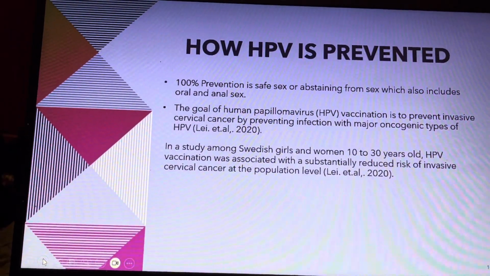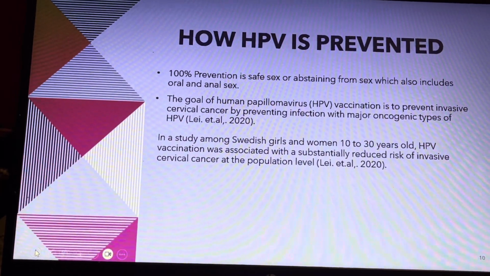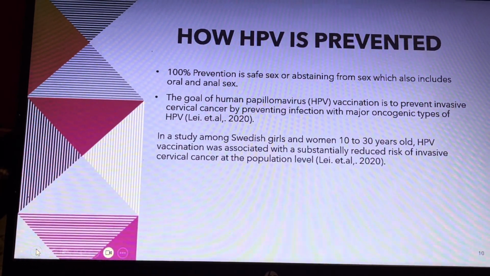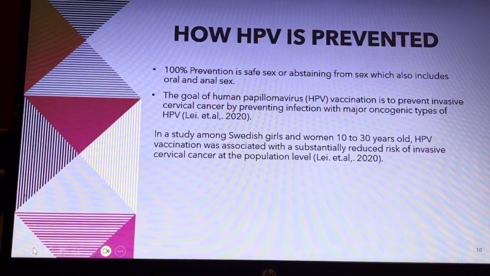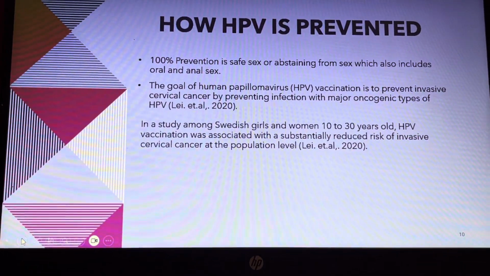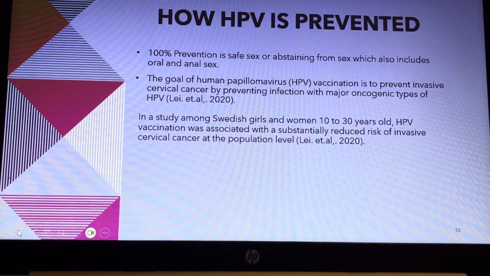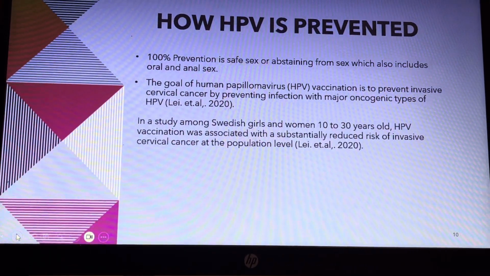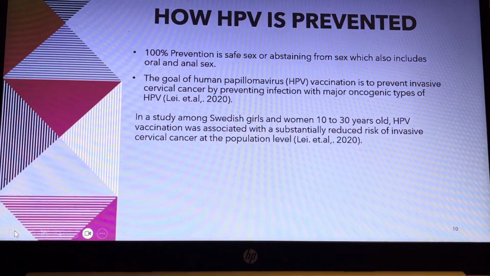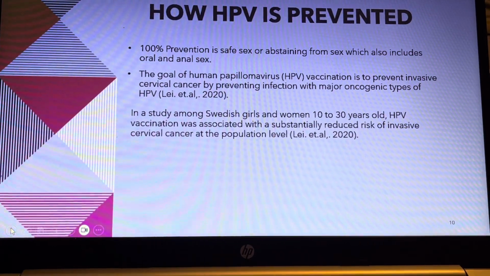How is HPV prevented? 100% prevention is from safe sex or abstaining from sex, which also includes oral and anal sex. The goal of the HPV vaccination is to prevent invasive cancer, cervical cancer, by preventing infection with major oncogenic types of HPV. Just to note a fact, in a study among Swedish girls and women ages 10 to 30 years old, the HPV vaccine was associated with a substantially reduced risk of invasive cervical cancer at the population level.